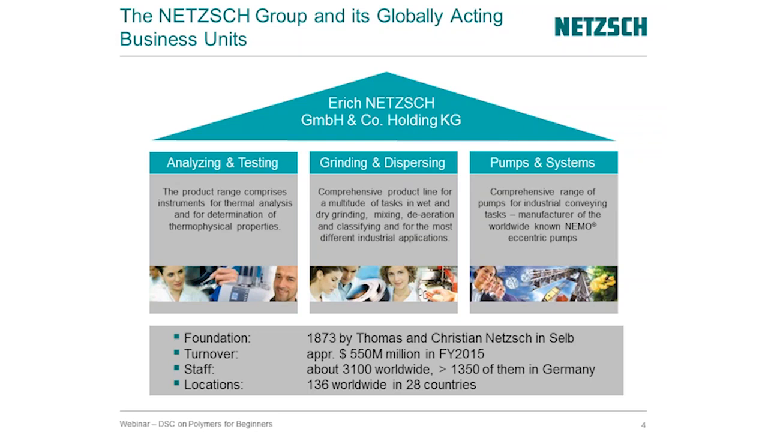Just to give you a frame of reference, the company now is approximately about $550 million worldwide. Staff is about a little over 3,000 people now worldwide. And I think what's important to note is that probably close to 2,000 of which are based outside of Germany throughout the world. So Netz is a very globally acting, world-oriented company. So I think that's important, especially for all of us that are spread throughout the world, to know that Netz has a great support system throughout the world.